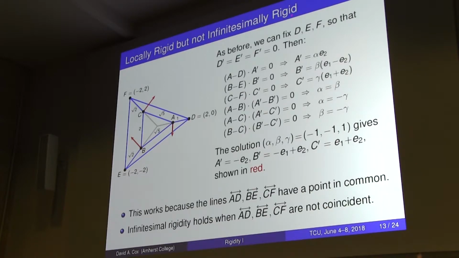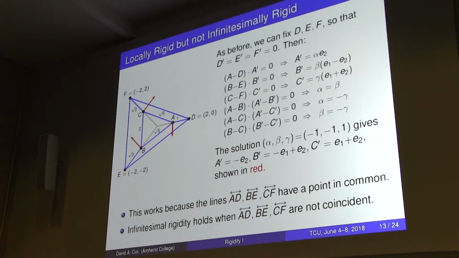And in fact, here's the example, so let's work it out. Again, we've proved that this guy is locally rigid. So now let's work out the infinitesimal rigidity. I'm going to use my same approach to fix these guys, and so that means that these derivatives are 0. Basically it's only A, B, and C that are moving, and so it's A prime, B prime, and C prime I have to worry about. So the first equation would be A prime minus D prime, but D prime is 0.